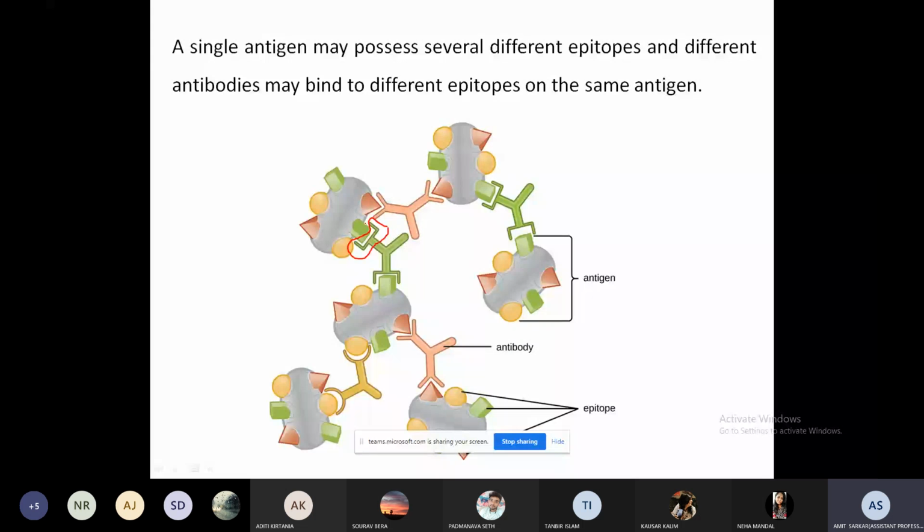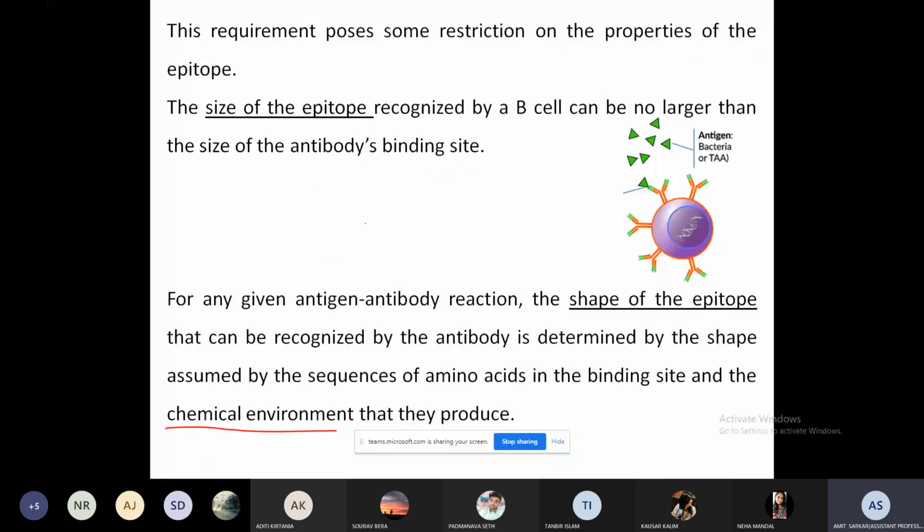So two things determine the shape of the antibody when the antibody is reacting to antigen. One is the sequence of amino acids in the binding site, not in the whole antibody. The other is the chemical environment in which they produce the antibody. Chemical environment means temperature, pH, osmolality, ionic strength, etc.